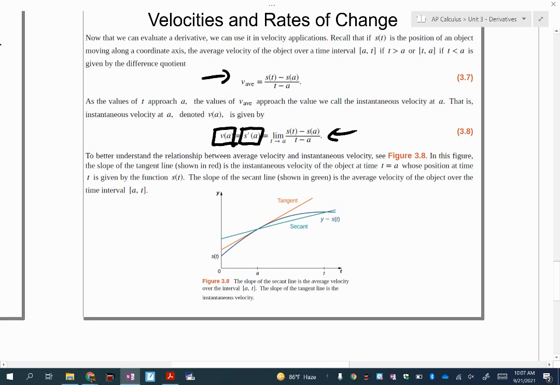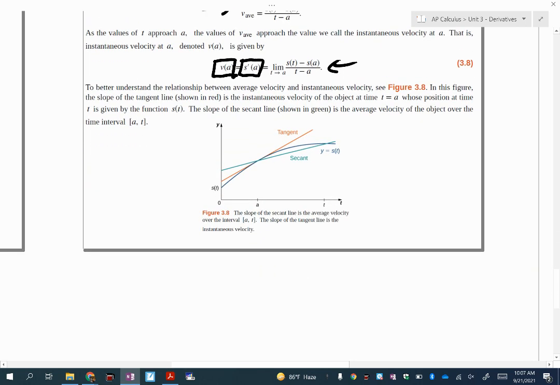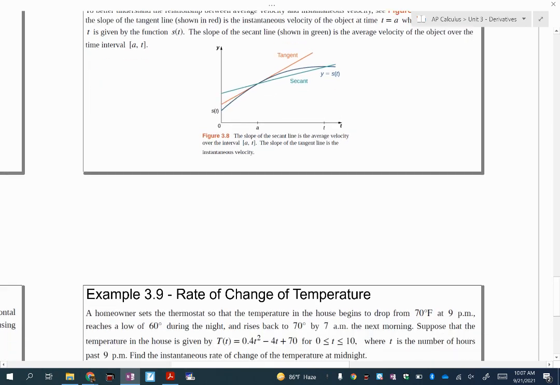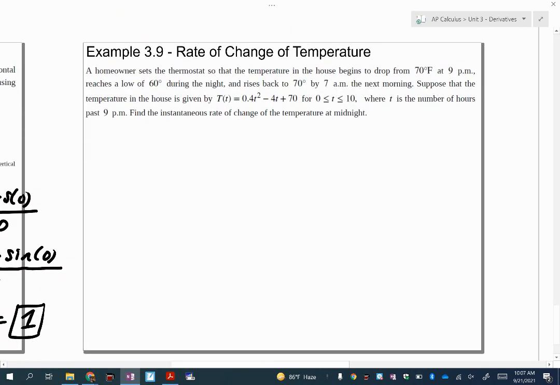Again, it's the same formula that we've been using since that intro lesson in the last unit, but now we've put some names to it with the instantaneous velocity, the v of a, and that's equal to the derivative of your position function at that time a.